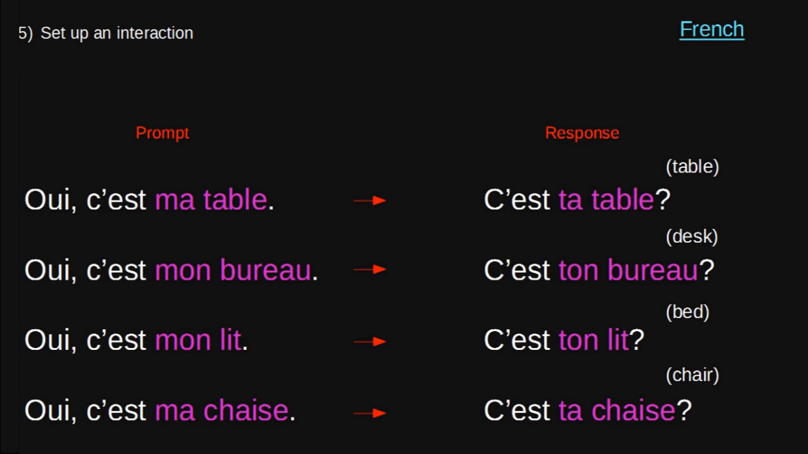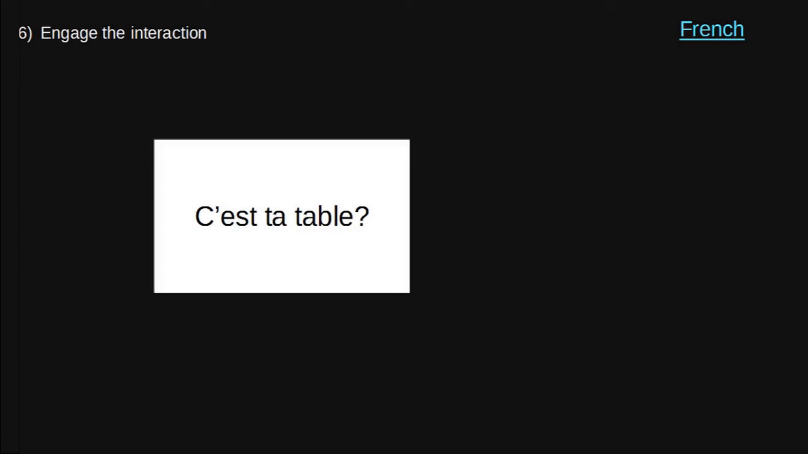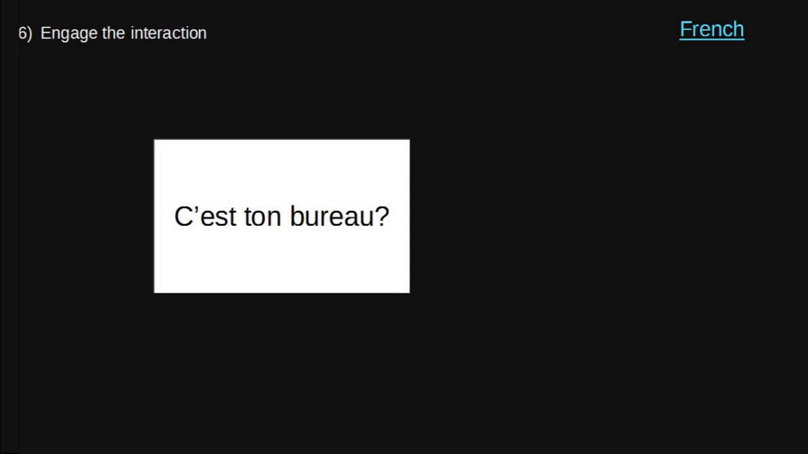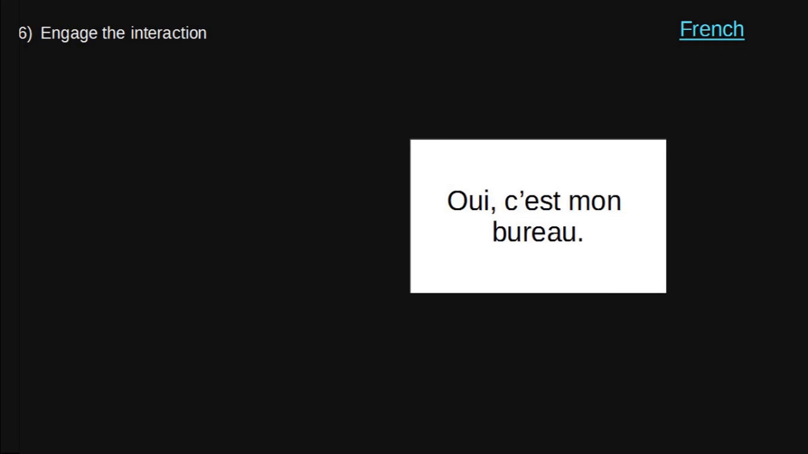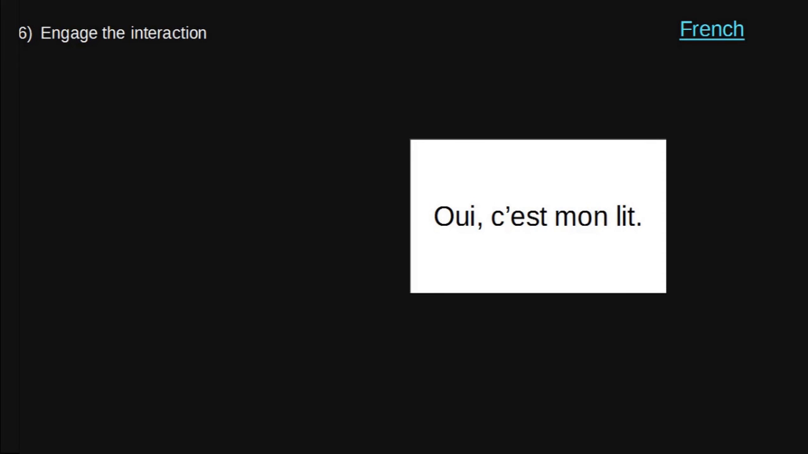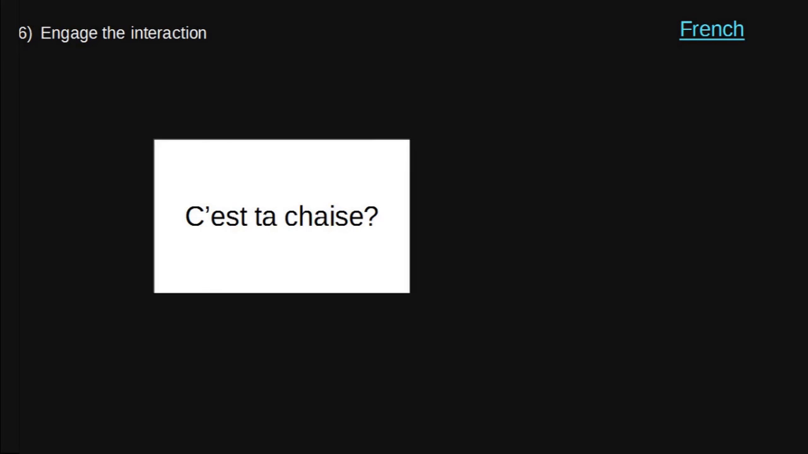So now that we have an interaction set up, let's engage. On one side of the flashcard, we have, c'est ta table. Do you remember the response? I think it's, oui, c'est ma table. So we flip it over, check. Yes, oui, c'est ma table. C'est ton bureau? Oui, c'est mon bureau. C'est ton lit? Oui, c'est mon lit. C'est ta chaise? Oui, c'est ma chaise.